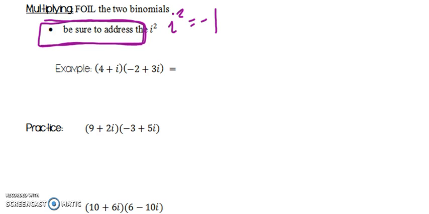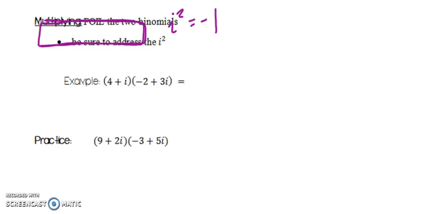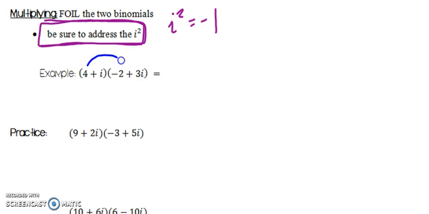Okay, so the first one I'm going to just do with distributing instead. When I distribute this 4, I get 4 times -2, and I get -8. When I distribute the 4 to the second part, I get +12i.